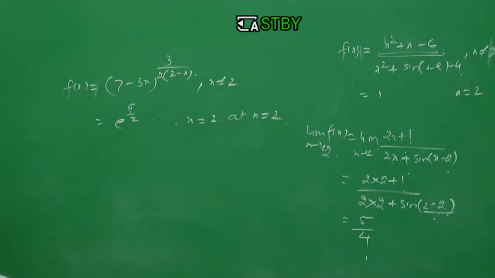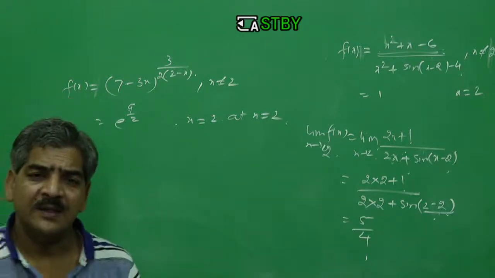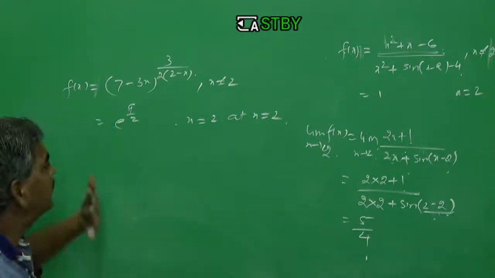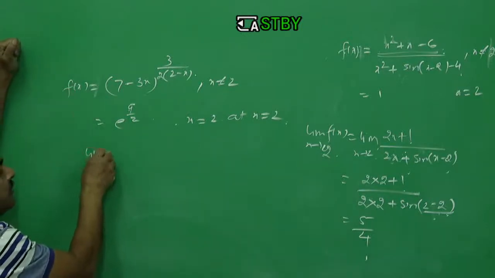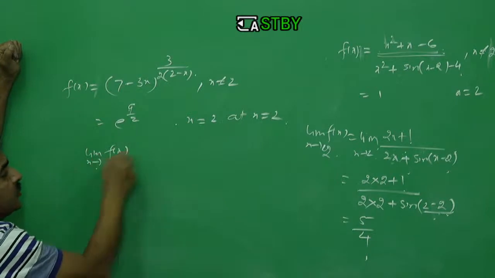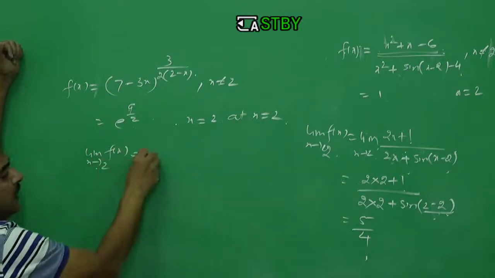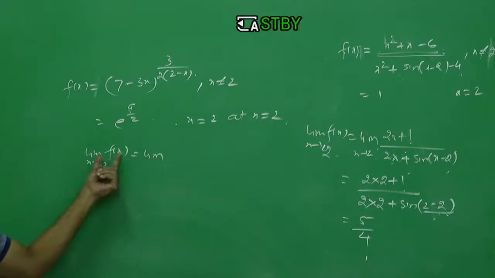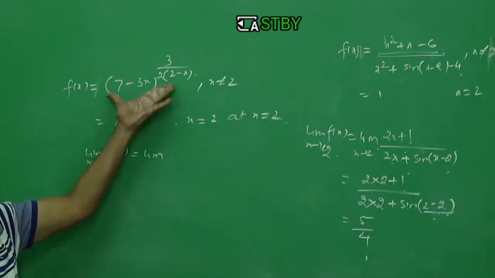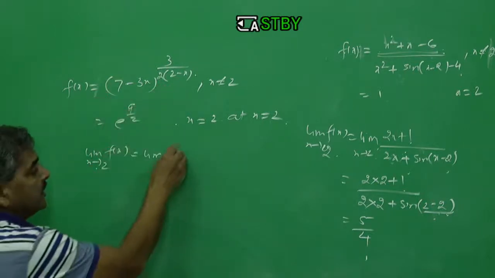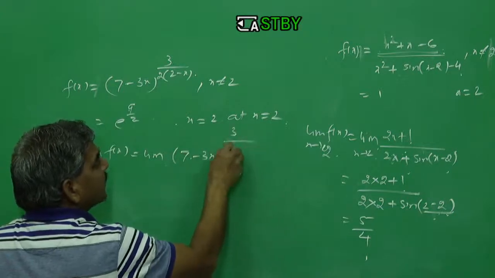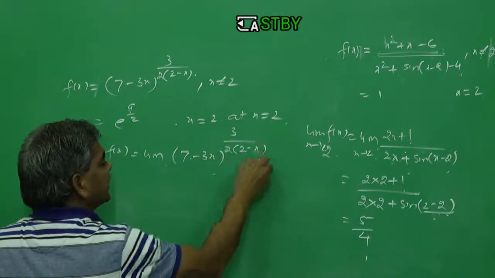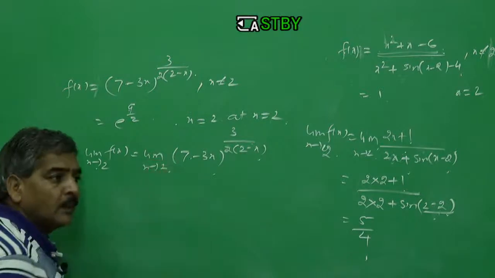दुनिया का सबसे सिंपल प्रॉब्लम, दिमाग खर्चा करने का नहीं. तो क्या करोगे? Let's calculate limit of the function as x tends to 2. Okay, that is equal to limit of function f of x. क्या सेलेक्ट करोगे? This is the function, that is (7 minus 3x) whole to the power 3 upon 2 into (2 minus x), x tends to 2.